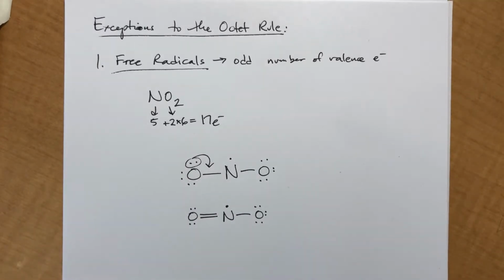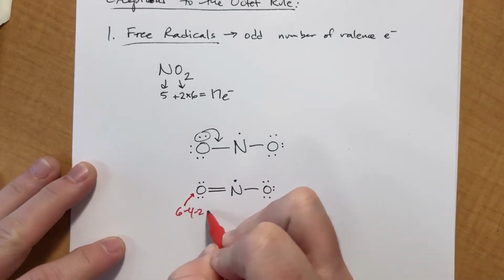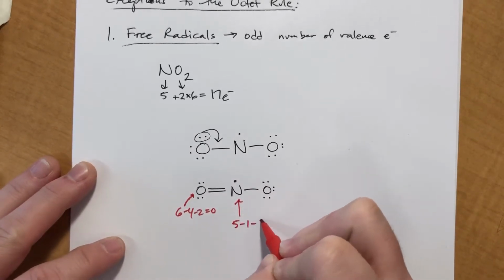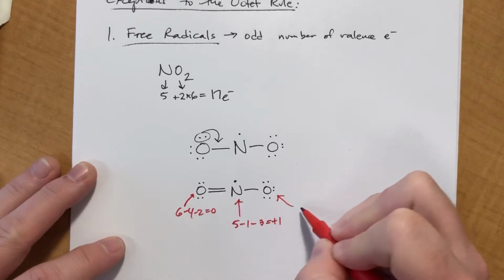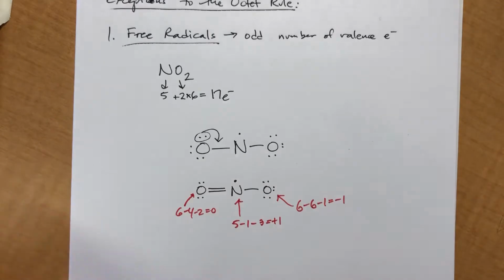Okay, let's check our formal charges. This oxygen is 6 minus 4 minus 2 is 0. This nitrogen is 5 minus 1 minus 3 is plus 1. This oxygen is 6 minus 1 is negative 1. It does add up to 0. Okay. You can't fix it. That's just the answer.